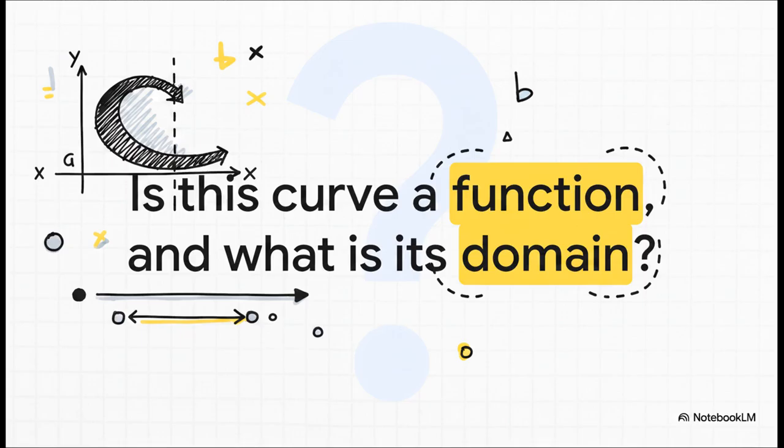To wrap up this explainer, I'm handing the inspector badge over to you. Take a look at this S-shaped curve resting sideways on the graph. Based on everything we just covered, is this a function? And can you deduce its domain just by looking at it visually?